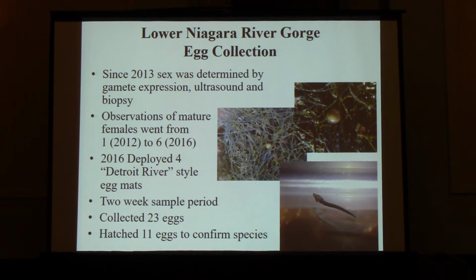And so this group of fish, that 10-year pulse of high recruitment, is now reaching sexual maturity. And they're coming back, and they're spawning, and they're reproducing. In 2016, we deployed egg mats, as they do in the Detroit River, and we collected 23 eggs. We brought the eggs back and they hatched. So these eggs were successfully fertilized and were able to survive.